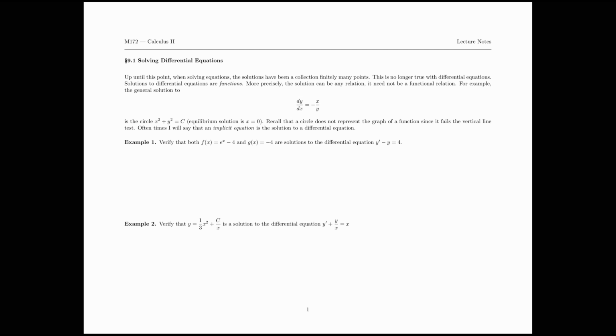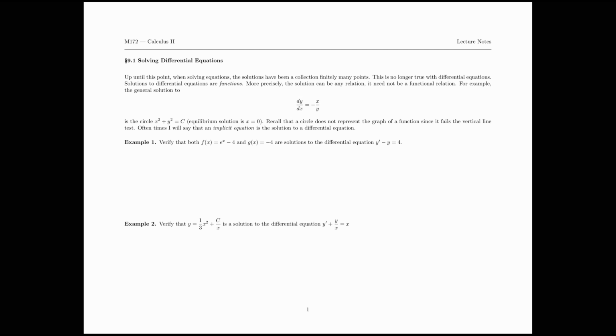All right, so let's take a look at example 1. Example 1, verify that both e to the x minus 4 and negative 4 are solutions to this differential equation. So instead of solving like an algebraic equation where we will get a point as an answer, as a solution, the solutions that we're going to find are not just a single point, but an entire equation or a relationship or a function. It's not just one point, it's infinitely many points.